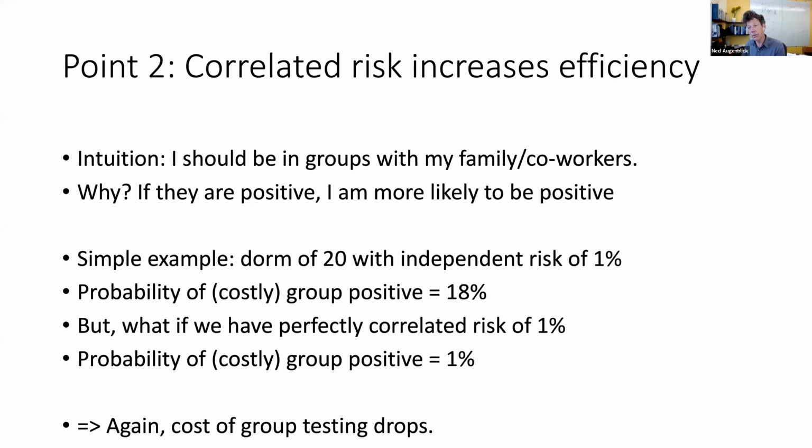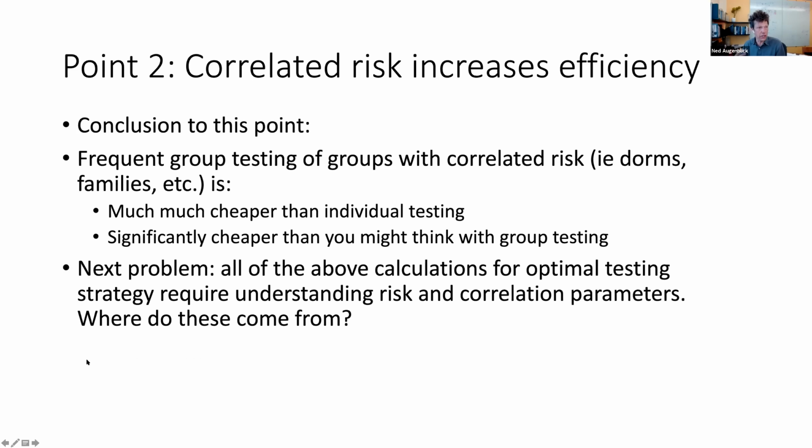If you have a dorm of 20 people and they have an independent risk of 1%, then as I told you, the probability of this costly group positive is 18%. But suppose they have perfectly correlated risk, which is an extreme example. What that means is they're either all sick or they're all healthy. But that's great, because it means that the only times I have to use those extra tests are when it's really meaningful, because everyone is sick. And so in that sense, I actually reduce the cost of group testing. Overall, what this tells us is that when you're using group testing in a pandemic, using correlated groups and doing it frequently, it's extraordinarily efficient. And maybe we can actually afford to do this.